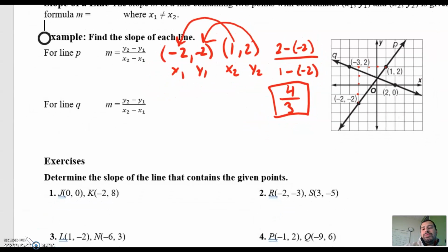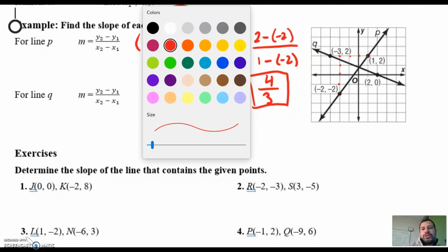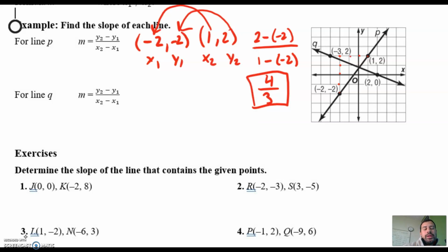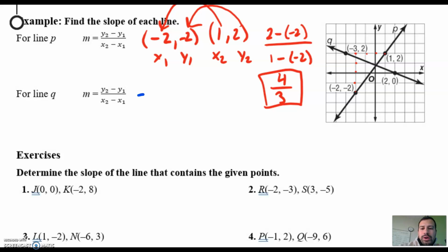Okay, let's do the same thing for line Q. So for line Q, I will do that in a different color so we don't get them mixed up. Line Q, the 2 points are -3, 2, and 2, 0. So you can plug them in. Here's another way, though, that's finding the change in the y's. It doesn't matter which point you start with, so I'm going to start with point 1.